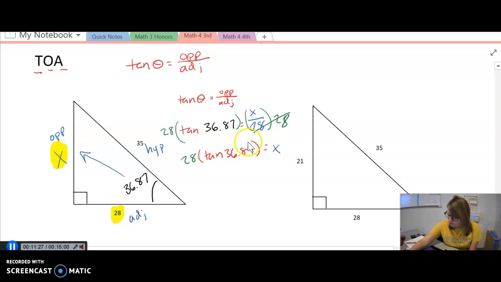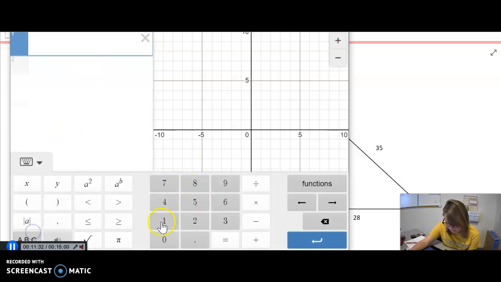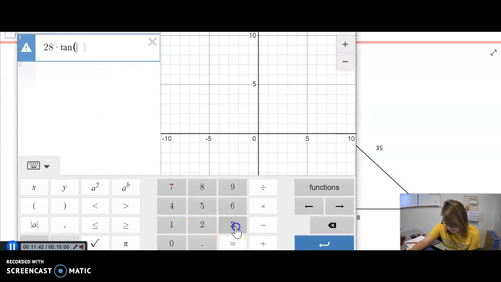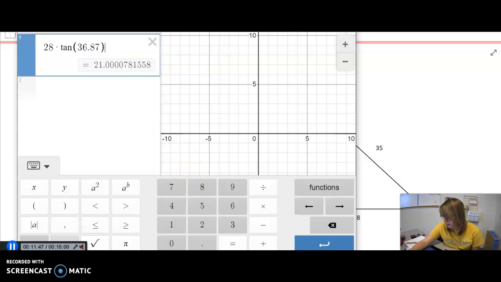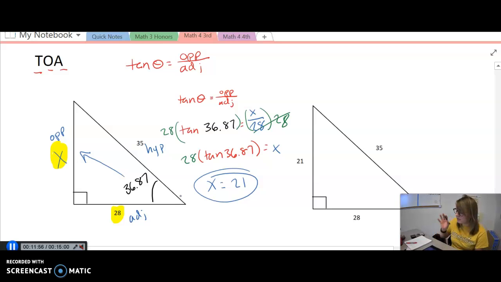So I'm going to go into Desmos and just type that in. So we have 28 times functions tangent of 36.87, and we get 21. Alright, so we know that x equals 21. And it had some decimals, but it was a very small amount, but it's very close to 21, so I'm just going to say 21.